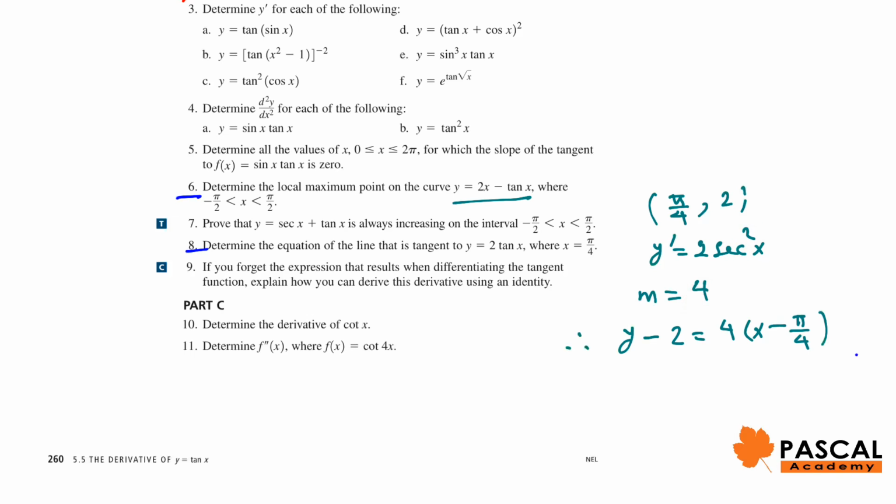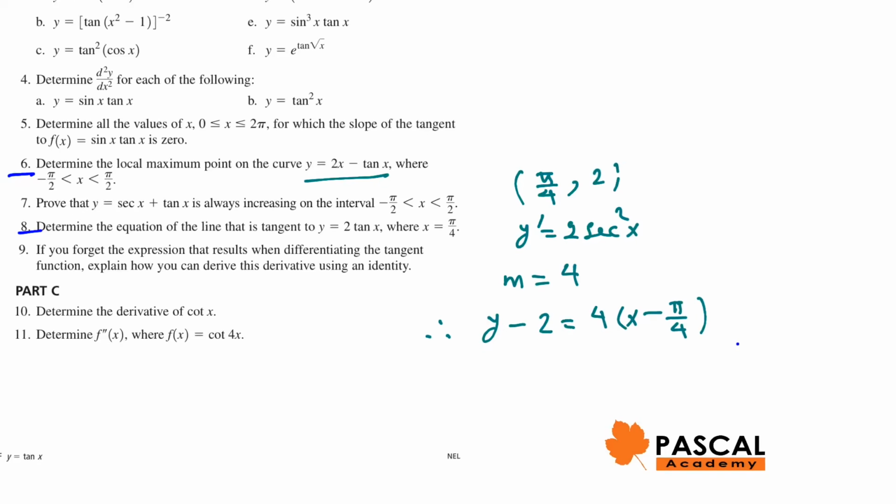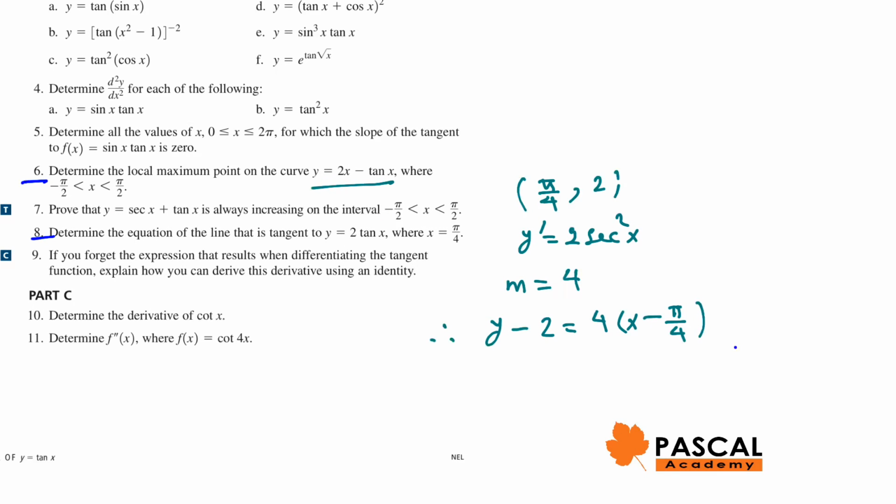Therefore, the equation of the tangent line to the graph of the function at pi over 4 and 2 is y minus 2 equals 4 times x minus pi over 4. This can be written as 4x minus pi plus 2.